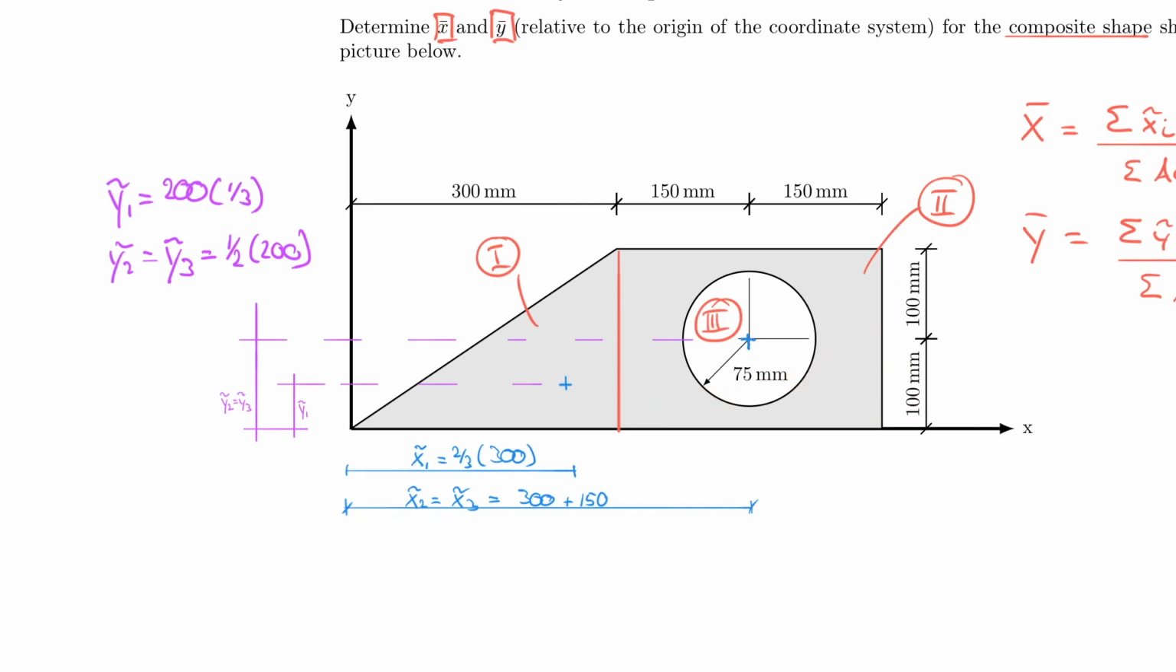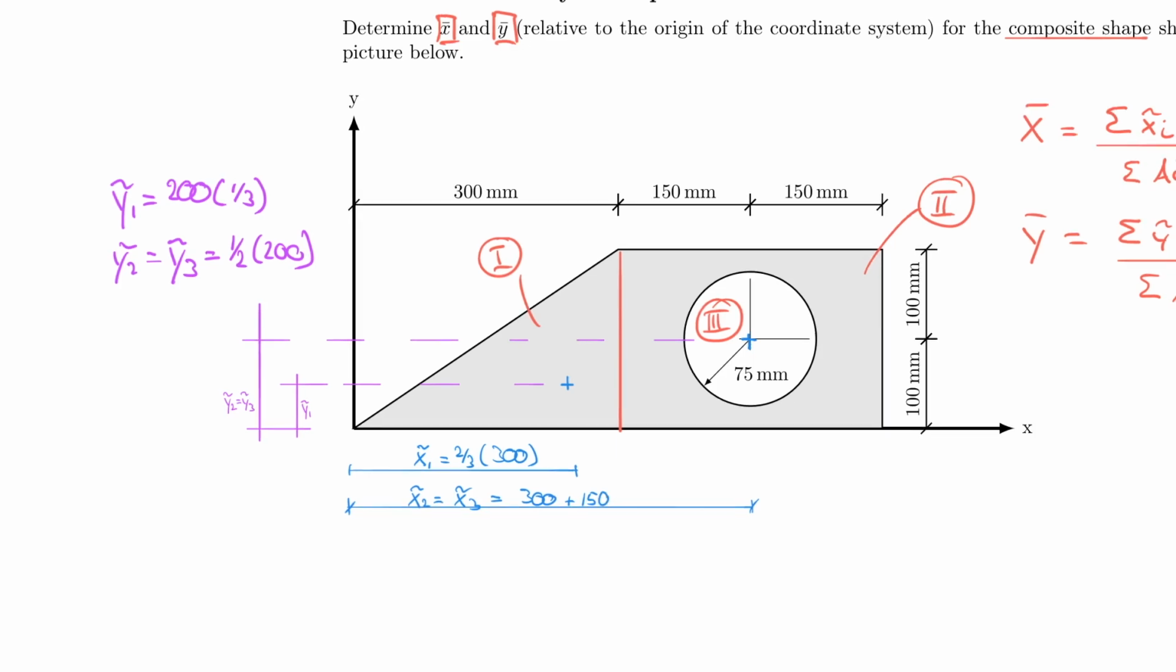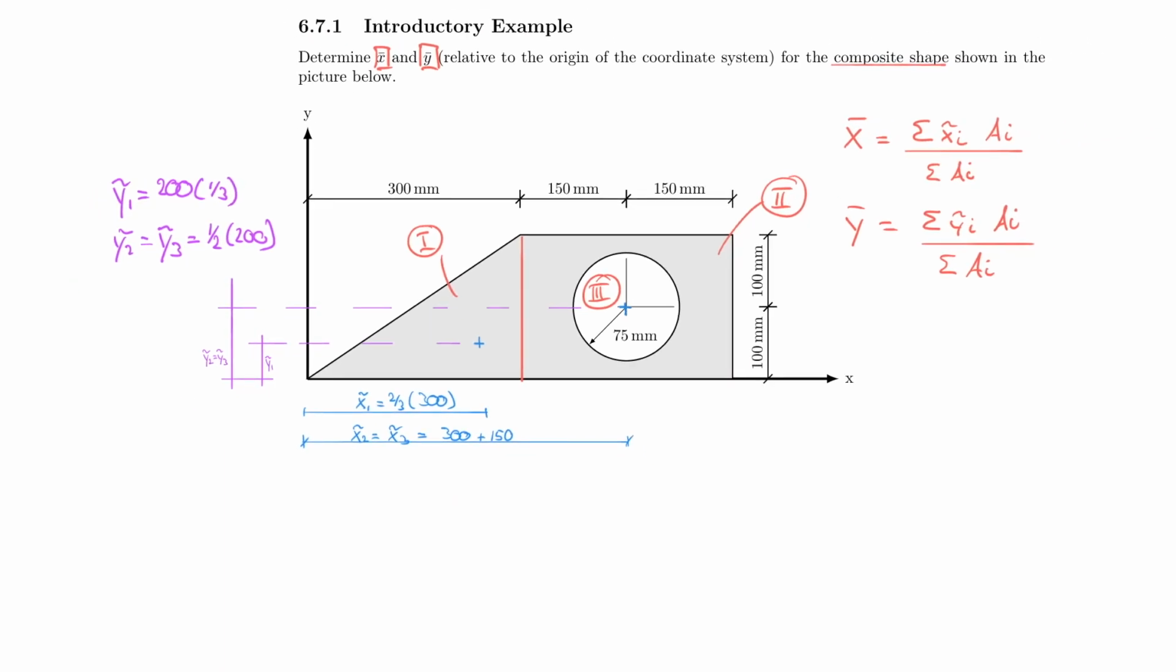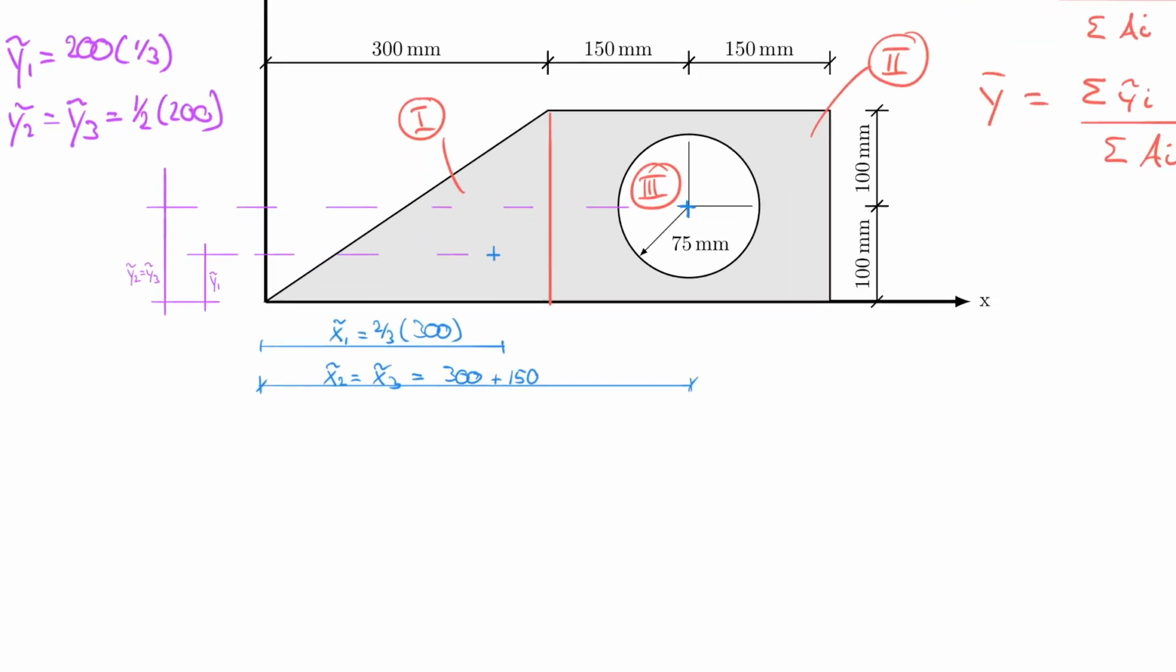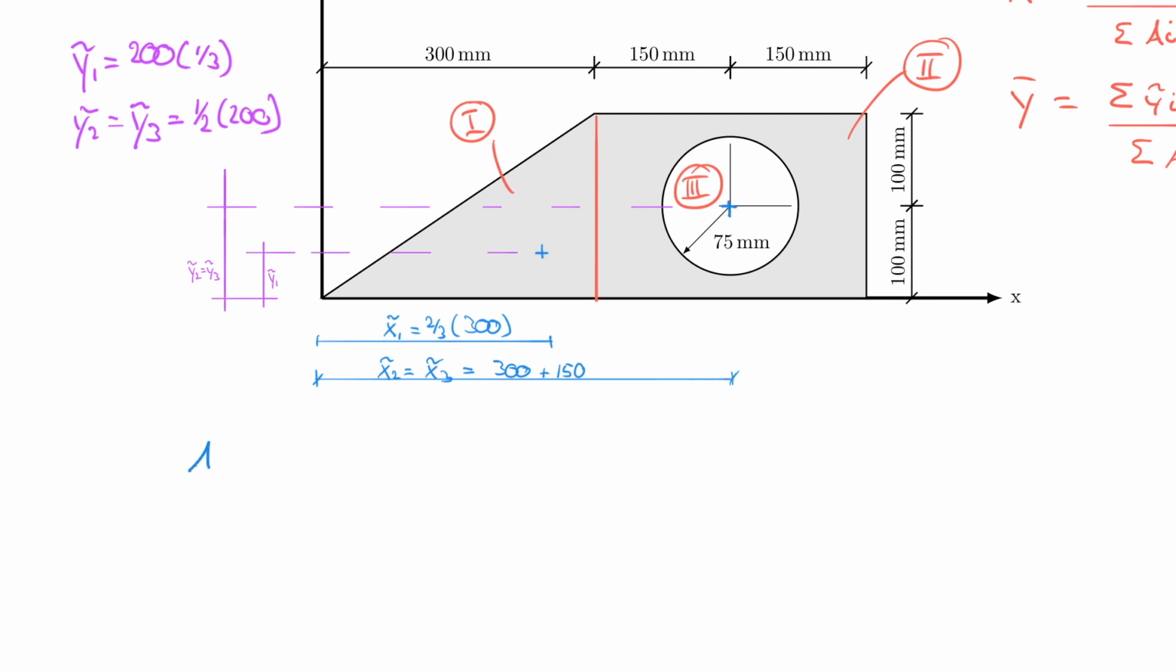And now I have to find my areas, so let's do that. So my area for shape number 1 is 1/2 times base times height, right? So A1 is equal to 1/2 times base, which is 300, times 200, which is the height. And that results in 30,000 millimeters square. Strange large numbers here, right? But the millimeters are so small.